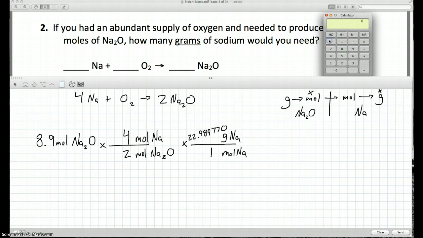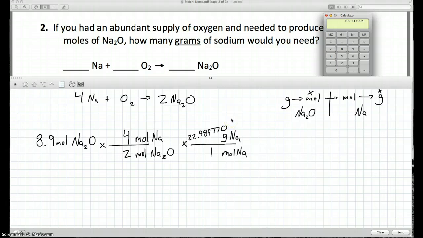And again, the way I type that in is starting number, 8.9, times the top number, 4, divide by 2, sorry, because it's 2 on the bottom, I'm going to divide by it, divide by 2, and times, because it's on top, the 22.989770, and divide by 1. I don't really have to do that, but technically we are doing that because it's on the bottom, but it's a 1, so it doesn't change anything.